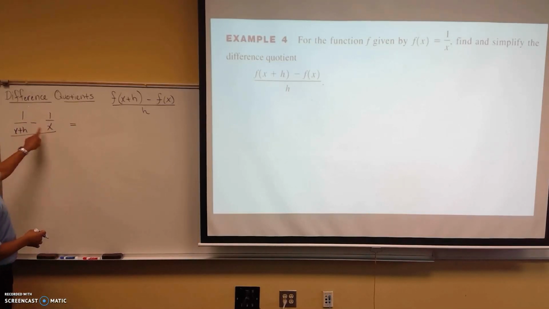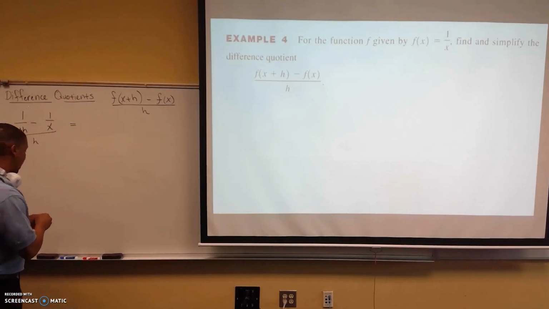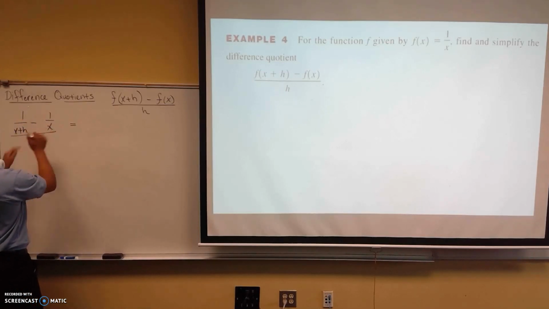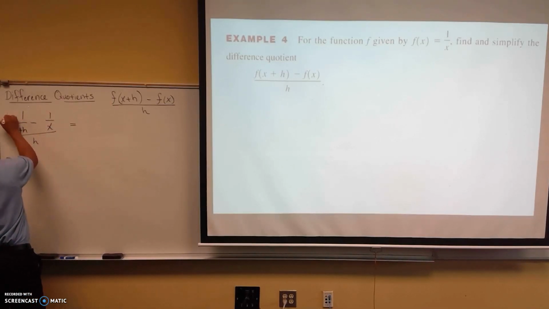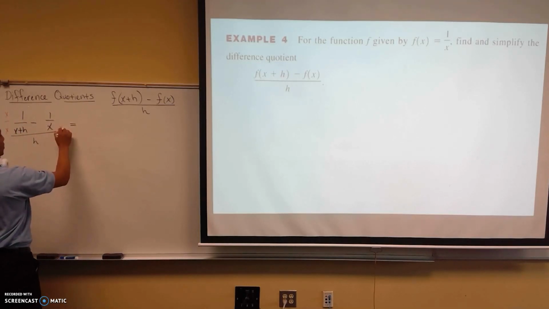We can't subtract these two because we have different denominators. So we have to get the denominators to be the same. This denominator is missing the x, so I'm going to multiply top and bottom by x. And over here is missing the x plus h, so top and bottom by x plus h.